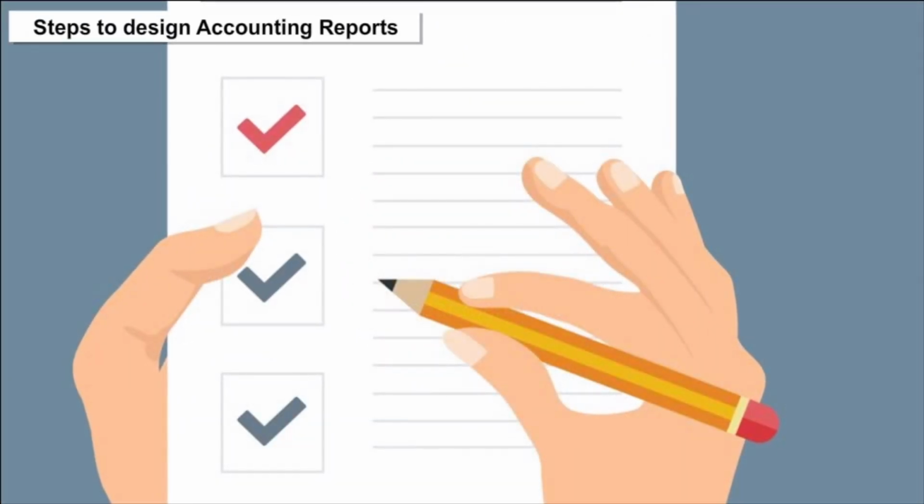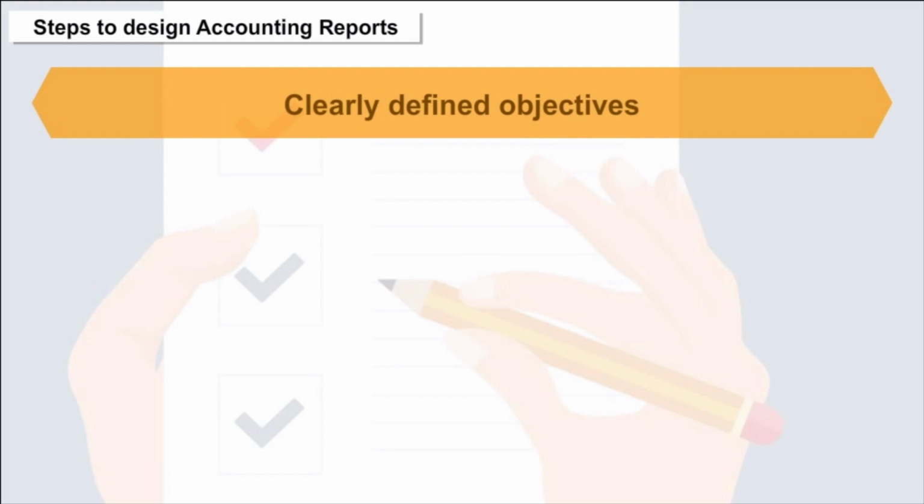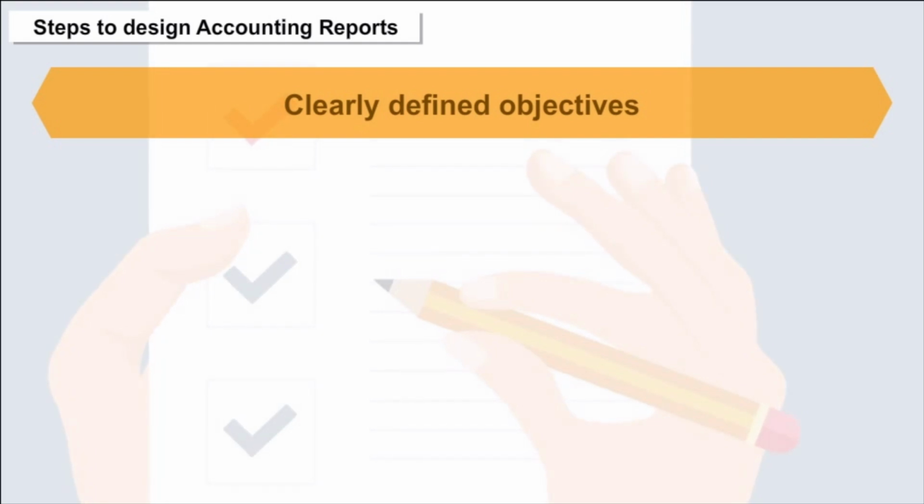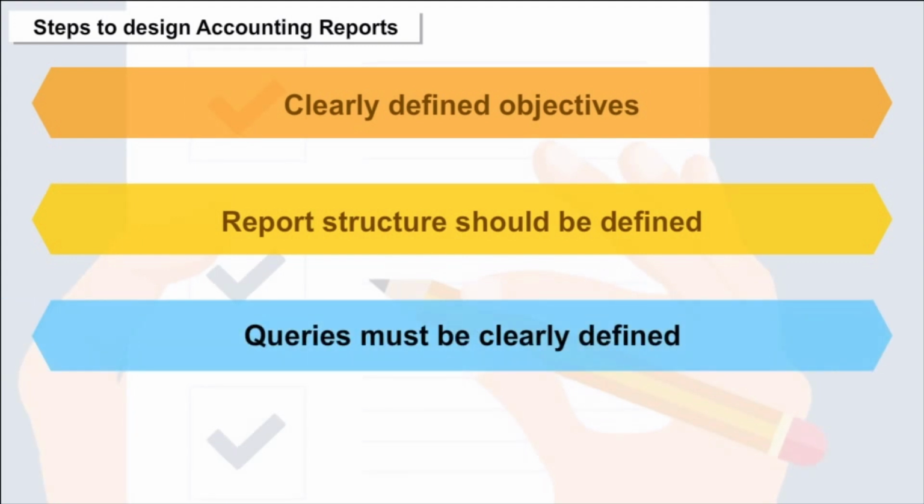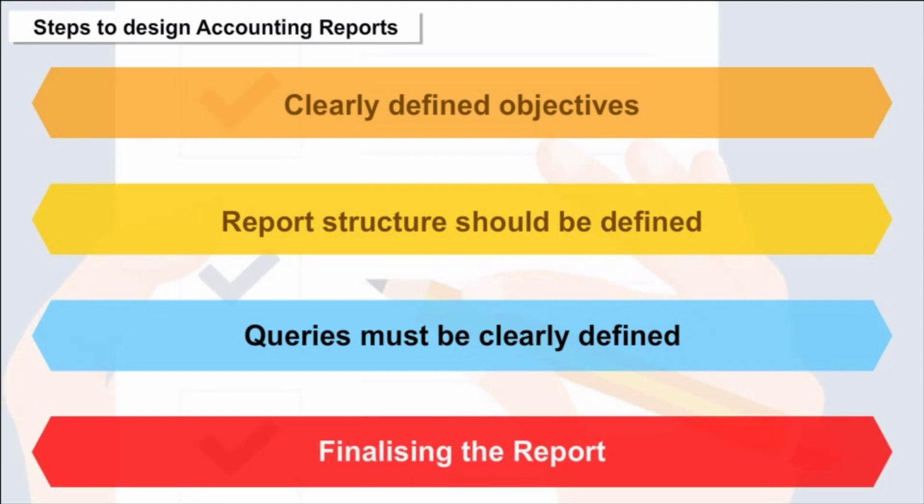Steps to design accounting reports. The objective for which we are creating the report is to be clearly defined. The people who are going to use the report, what decisions will be taken on the basis of the report, etc. The structure of the report is to be defined, like what information the report will contain, what will be the style of presentation of the report. The accounting queries must be clearly defined and which methodology will be adopted while interacting with the database. Finalizing the report.